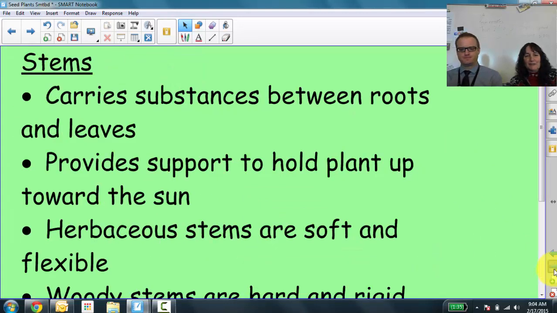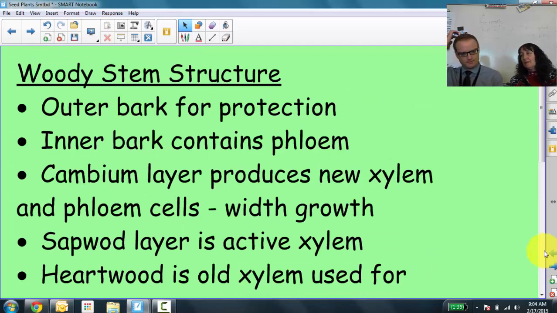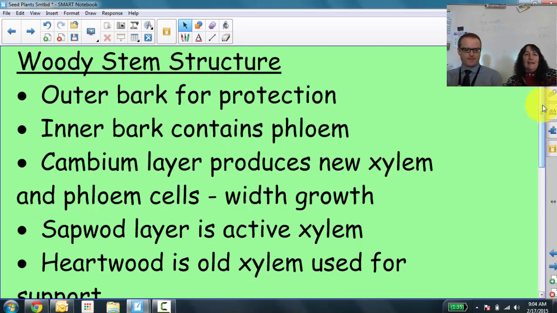There we go. Woody stem structure. All right, so a woody stem would be those trees and shrubs. And that outside part is the bark, and that's mainly for protection. And then there's the inner bark, and that contains the phloem. So that's where the water's coming, bringing the food from the leaves down into the roots.